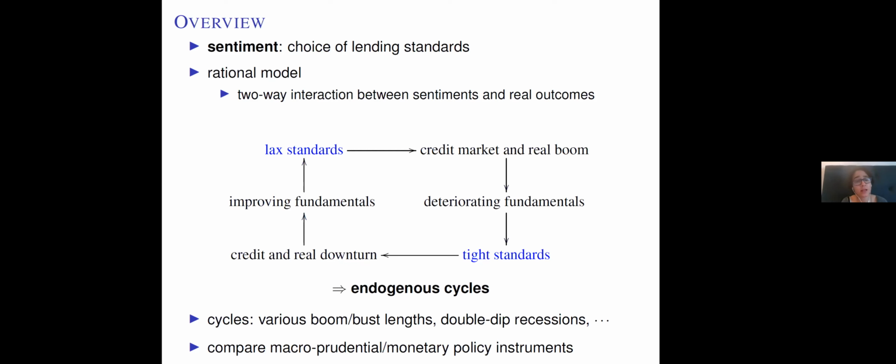It turns out that cycles are actually quite rich in this model. They have various boom and bust lengths. We can have double dip recessions, and some of them I will talk about throughout. And then at the end, when I talk about policy, I want to focus on comparing two particular policies: macroprudential policy and monetary policy.